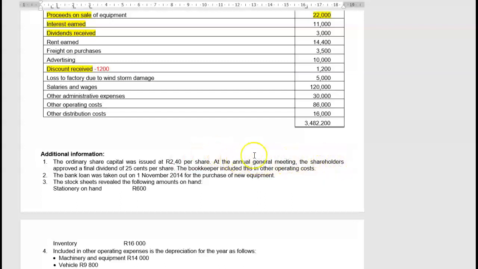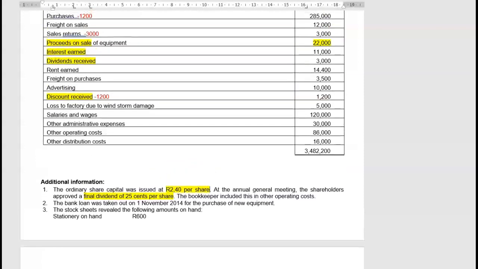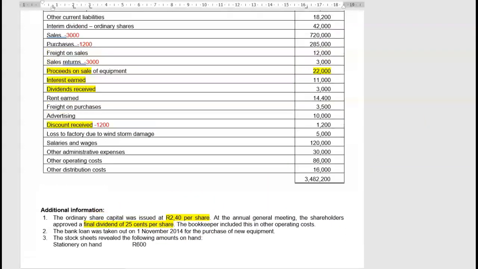At the annual general meeting, the shareholders approved a final dividend of 25 cents per share. The bookkeeper included this in other operating costs. Now, I've just told you that if I pay dividends, dividends paid is not an income statement item. It is a statement of changes in equity item. Now, a dividend is always based on cents per share. That is why they gave you the issue price of the shares.